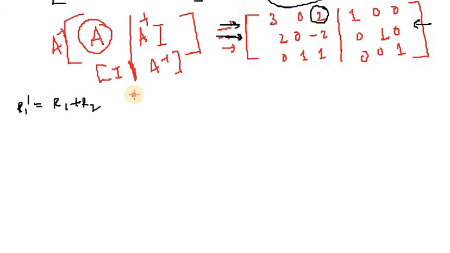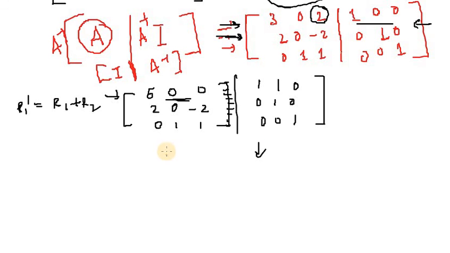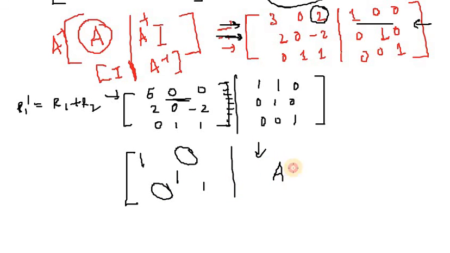That means the first step would be when you get the rows to be 5 0 0, 2 0 minus 2, and 0 1 1. That would be your first step, right? And at the same time, your augmented matrix would also change, and it would become 1 1 0, 0 1 0, 0 0 1, right? So this is how it goes. Then you divide the first row by 5 to make it 1 0 0, so immediately it becomes 0.2, 0.2, 0. Go on doing this continuously until your first matrix becomes the identity, the rest being zeros, and those same operations will turn the other matrix into your A inverse, right?